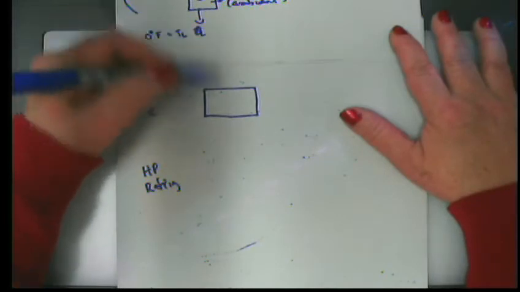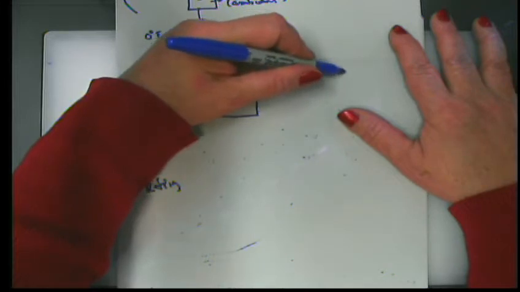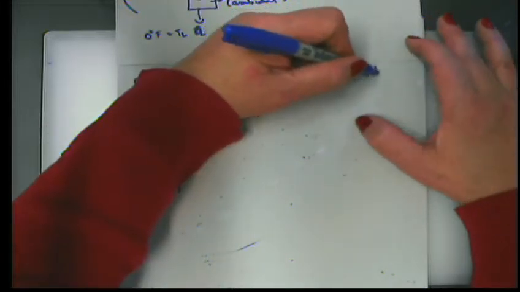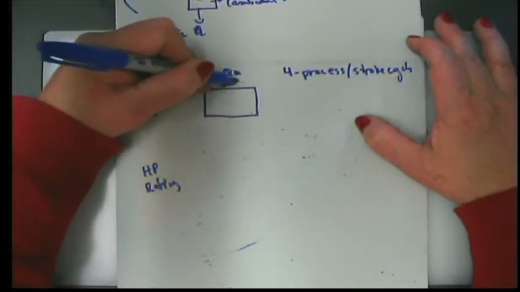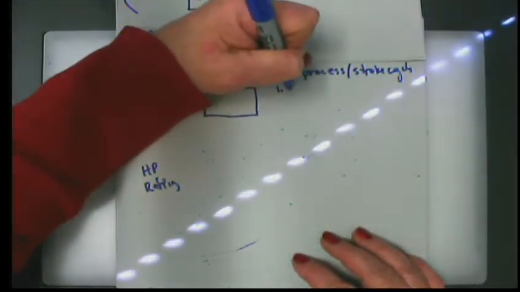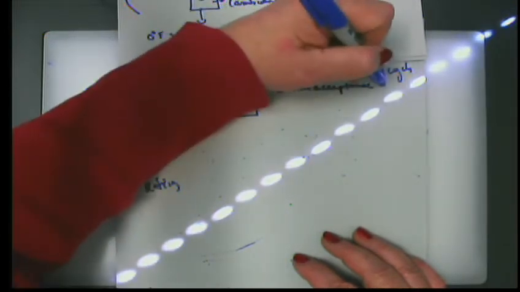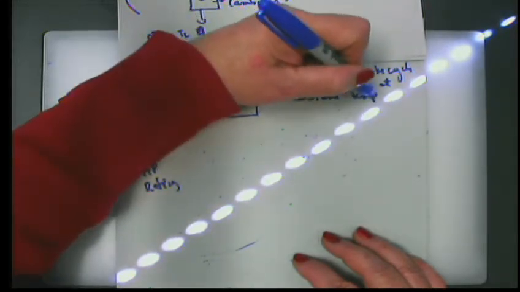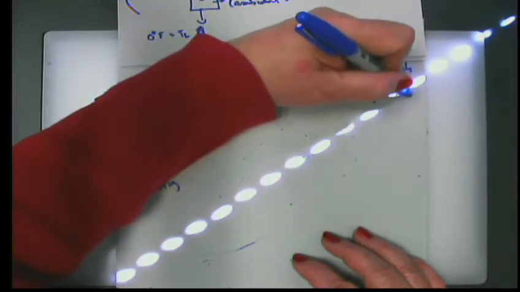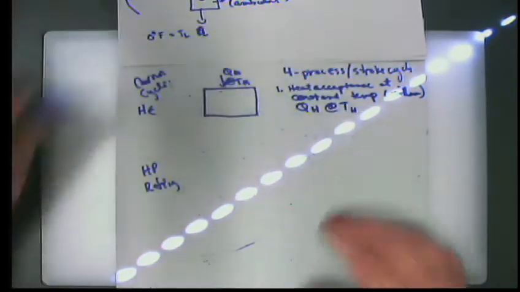And basically a Carnot cycle is a 4-process or 4-stroke cycle where all of the heat is accepted on an isotherm. So in other words, 1 stroke is heat acceptance at constant temperature, which is called isothermal. So in other words, we have Q sub H coming in at T sub H.